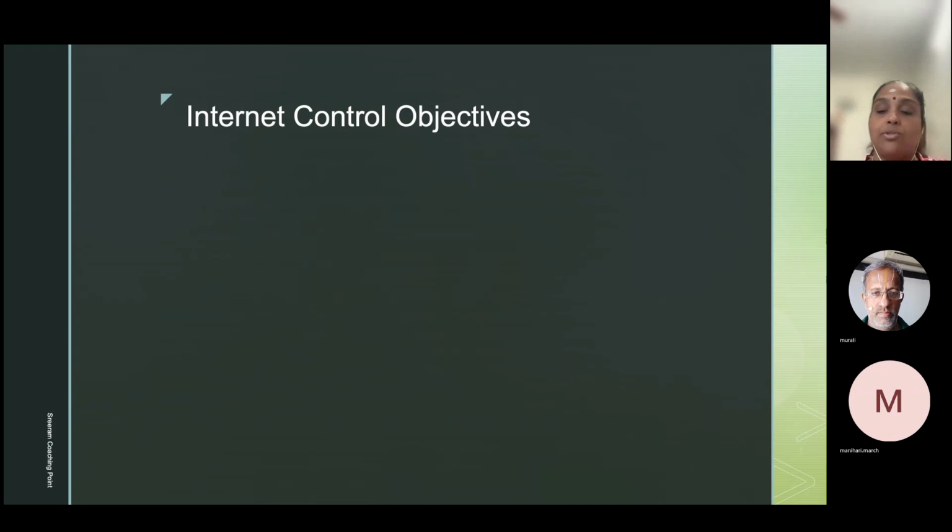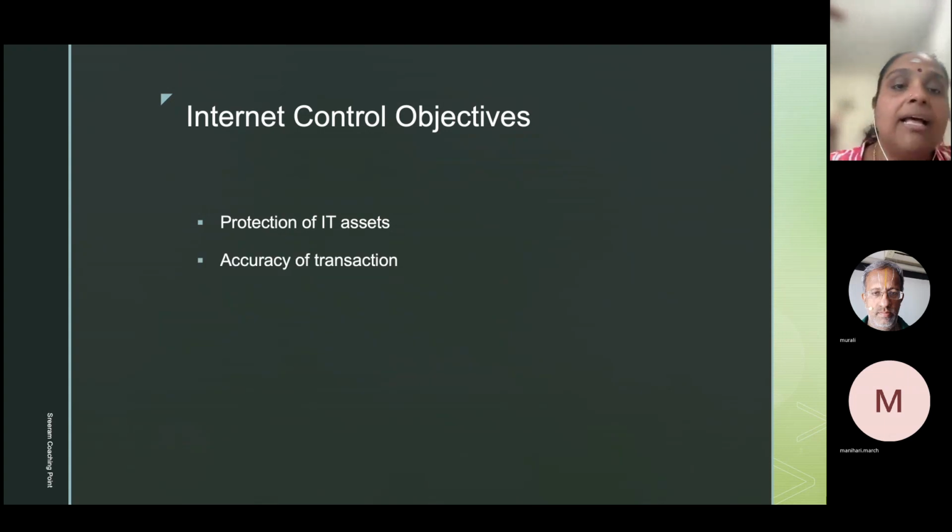Now internal control objectives. This is a very, very important slide, because the entire gamut of what we are going to study is based on one common rule, which is to protect information assets. What are IT assets? Like I already told, hardware, software, network, people, and data. Now, accuracy of transaction is very important, because we are talking about an information technology environment. Like for example, you place an order on Amazon and somebody charges you more or less. So accuracy of transaction is very, very important.